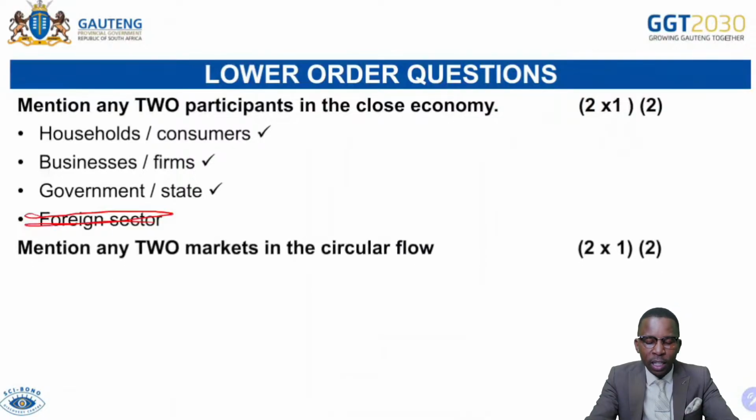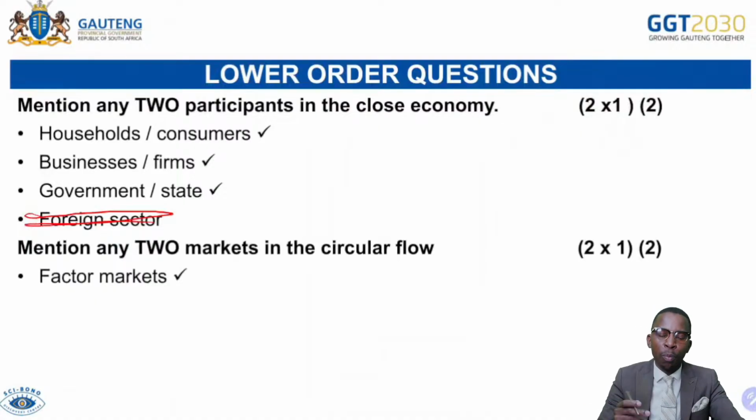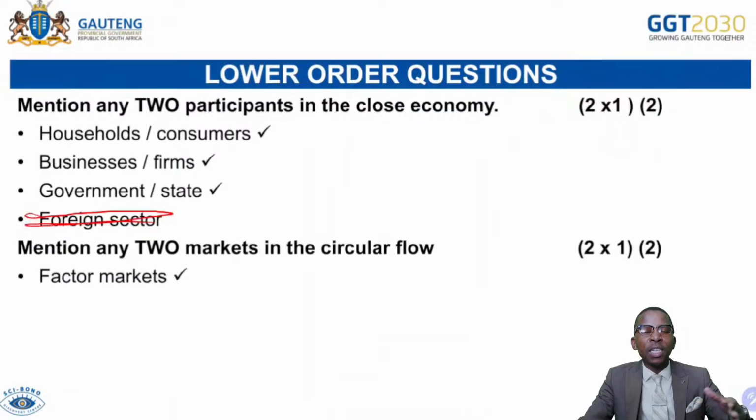Mention any two markets in the circular flow. That's a very simple thing. But the challenge that we normally come across is that students make mistakes in the exam. When they need participants, you mention markets. When they need markets, you mention participants. That's one of the challenges that we are having. They need injections, you provide leakages. Ensure that you don't find yourself in early excitement. Understand, calm down, then attempt to answer the question making sense.